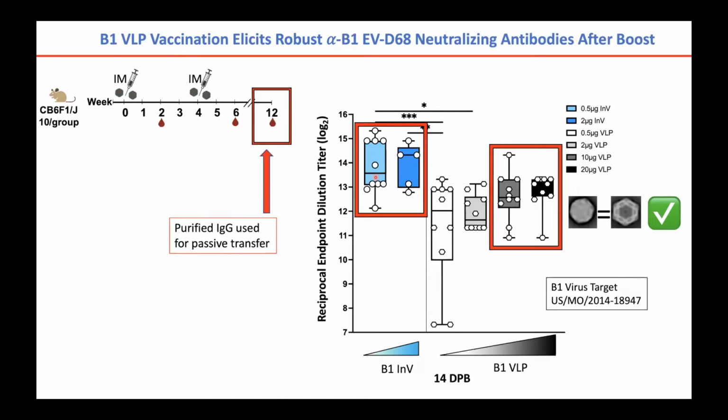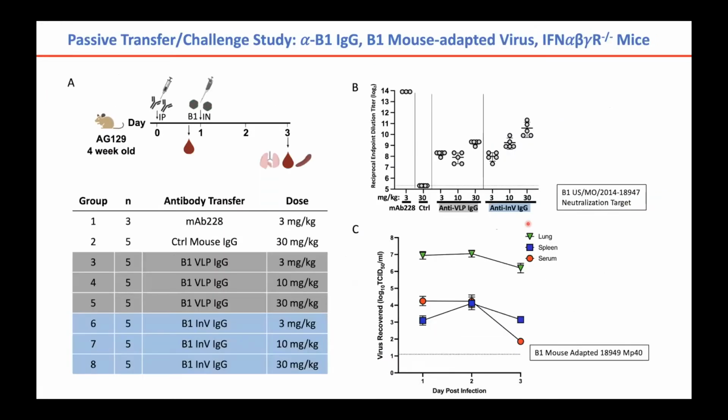We wanted to look at this in vivo. So we took the purified IgG from the terminal bleeds and did a passive transfer study comparing the IgG pooled from the inactivated virus vaccinated mice and the VLP vaccinated mice. These passive transfer studies are set up where we transfer different concentrations of antibodies into mice that are susceptible to a mouse-adapted EV D68 that we received from Bart Tarbet's lab at Utah State University.